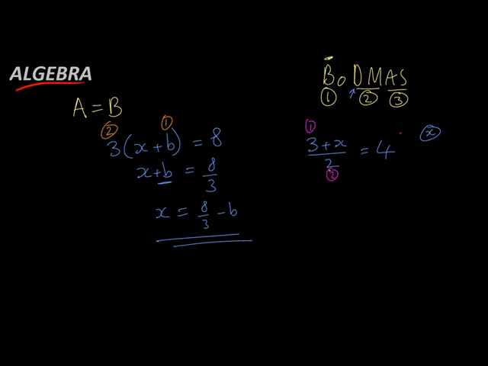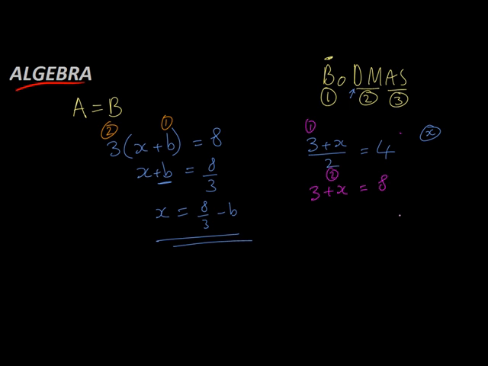We get rid of the second thing first, which is dividing by 2. The opposite of dividing by 2 is, sorry, I just said that wrong, the opposite of dividing by 2 is multiplying by 2. So we times both sides by 2. 4 times 2 is 8. Now we've got 3 plus x is equal to 8.